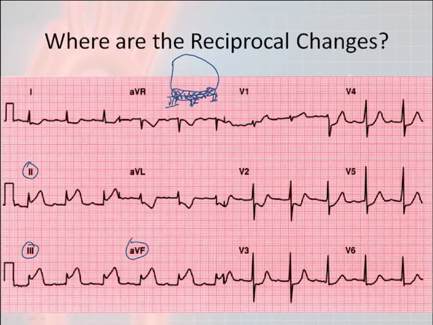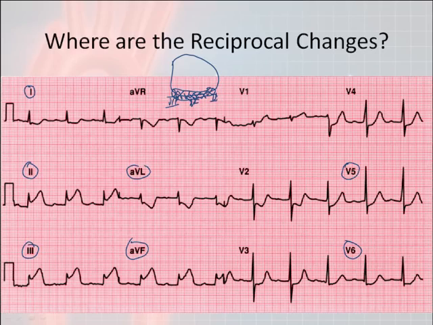But this 12 lead tells us so much more. Where do you see reciprocal changes or ST segment depression that is reciprocal to the inferior leads? Well, we do see lead 1 has depression, AVL has depression, V5 has depression, and V6 has depression. So I know that 1, AVL, V5, and V6 are all reciprocal to the inferior wall.